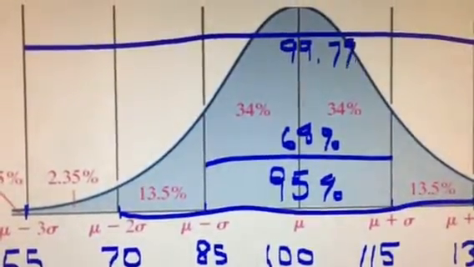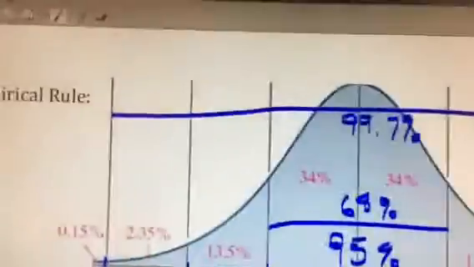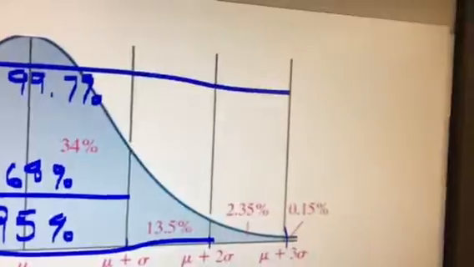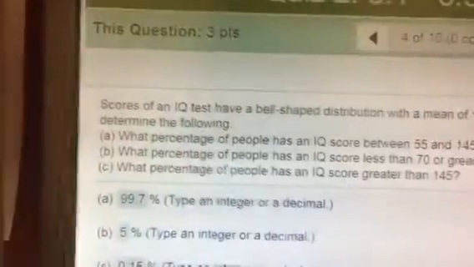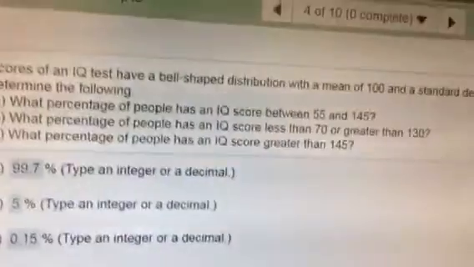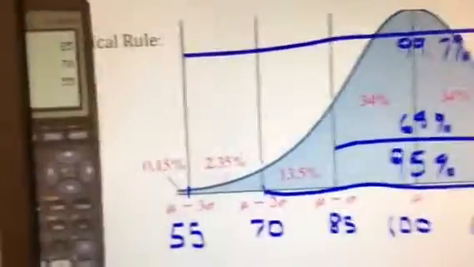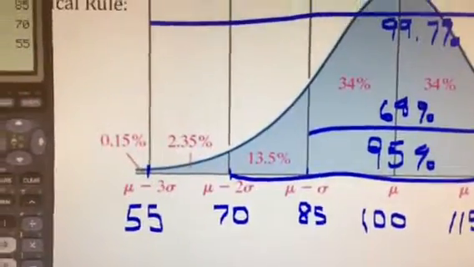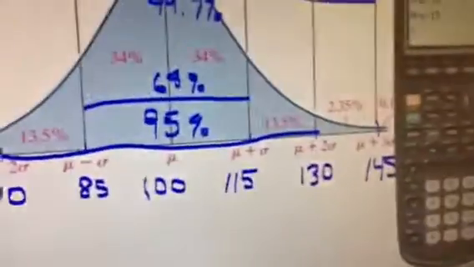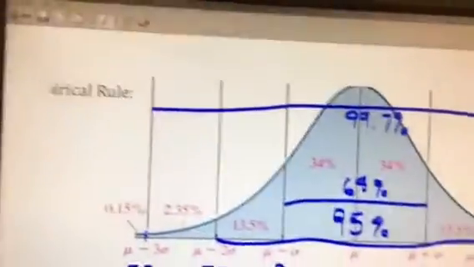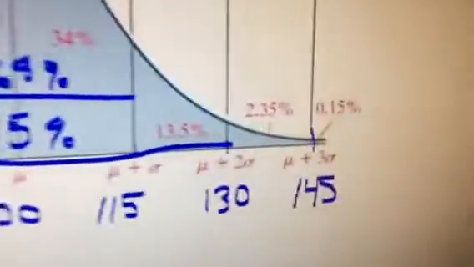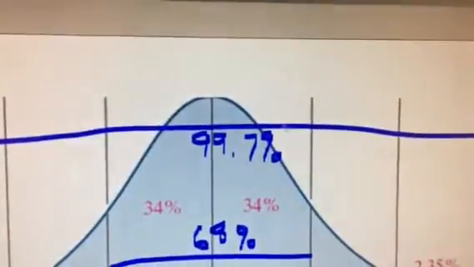Now what happens is between each of these standard deviations, notice they have broken down the percentages. So like on our first question, let me move my calculator out of the way. Our first question asks us, what percentage of people has an IQ between 55 and 145? So I'm going to come over here. Notice here is 55. And they said 55 to 145. Well, when you look at 55 to 145, that's negative 3 standard deviations up to positive 3. Well, I just told you negative 3 to positive 3 is 99.7.